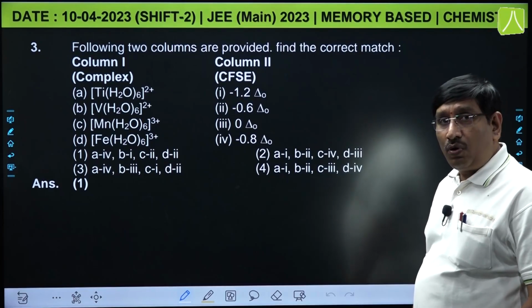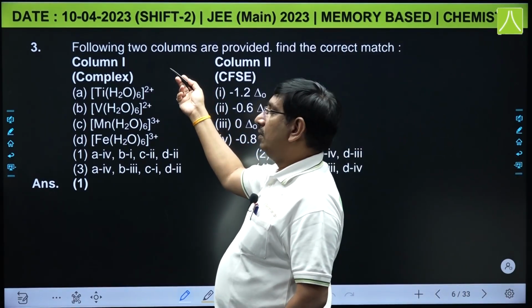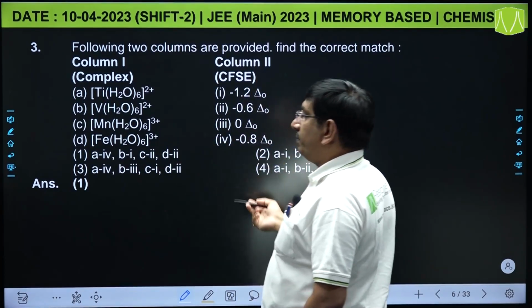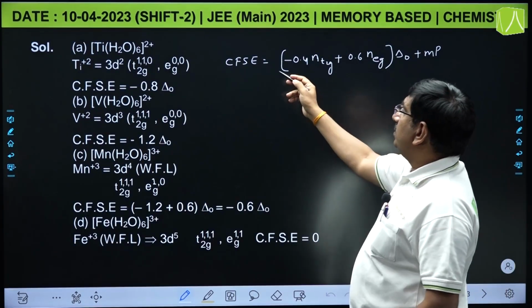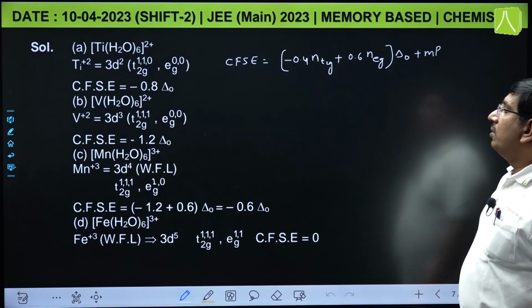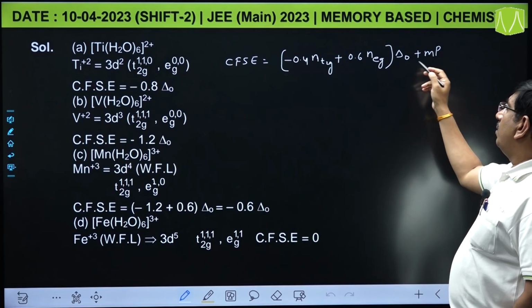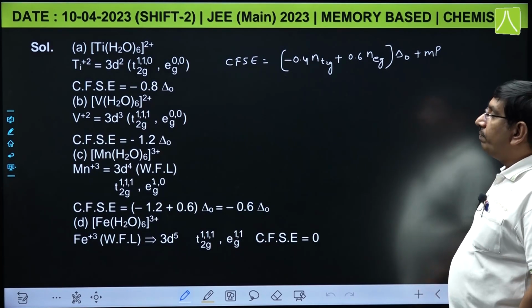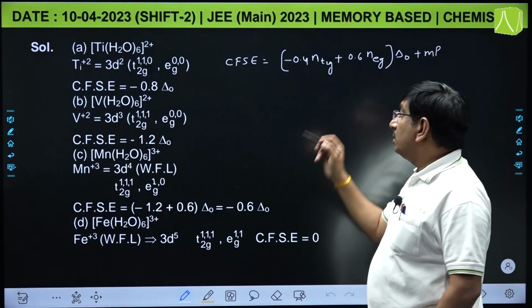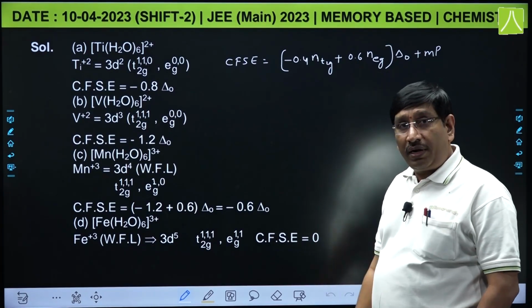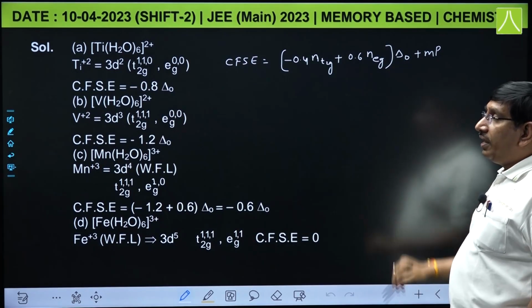This is the question from coordination. As usual, we are getting the complex and the CFSE calculation, and CFSE can be calculated by using this formula: minus 0.4 n T2G plus 0.6 n EG delta naught plus MP. Here n T2G means number of electrons in T2G orbitals, and n EG means number of electrons in EG set of orbitals, and MP means pairing energy.